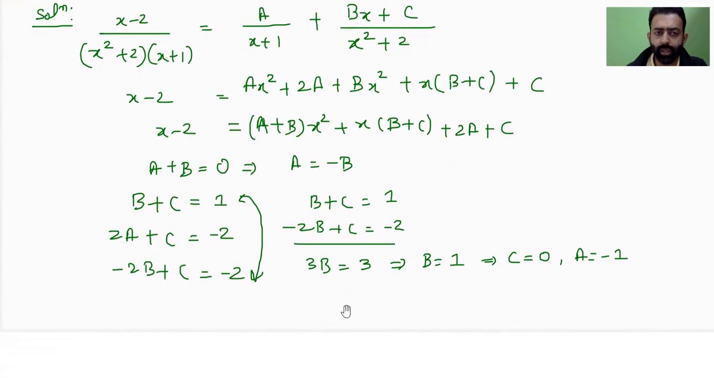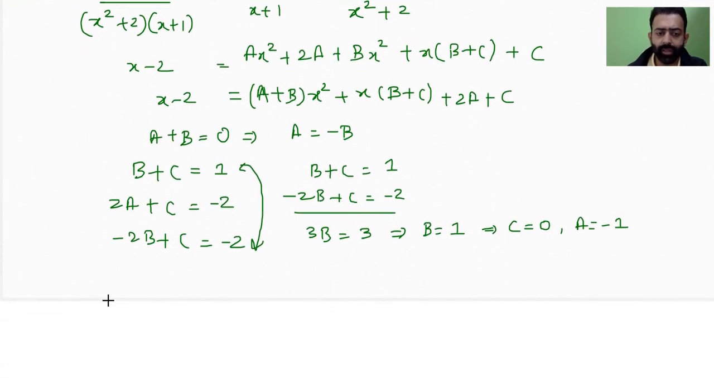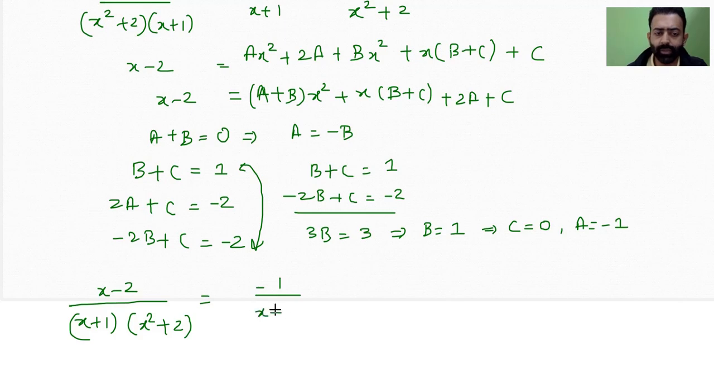Okay, so now the partial fraction is (x minus 2) over (x plus 1)(x square plus 2), which is equal to minus 1 over (x plus 1) plus (bx, means x) over (x square plus 2). So let us check whether the value of c, which I am getting as 0, is correct or not.